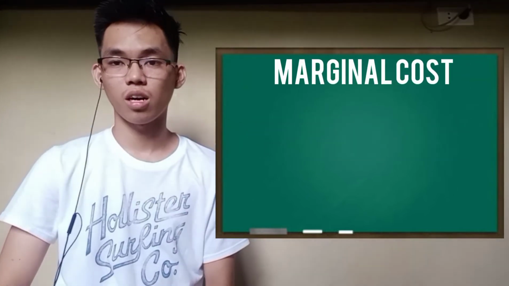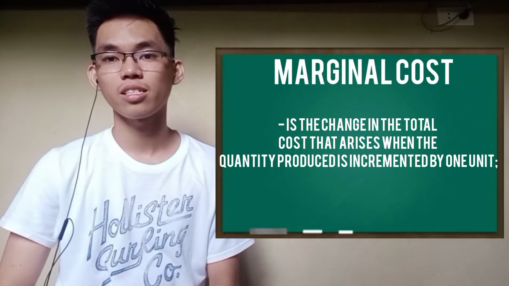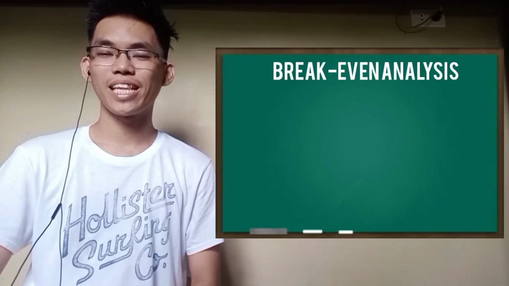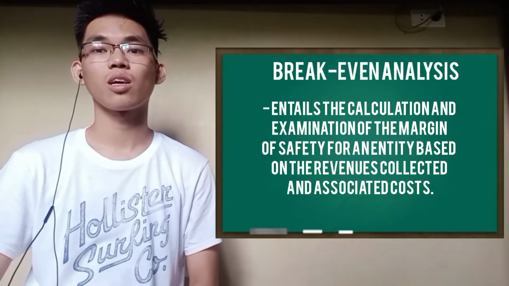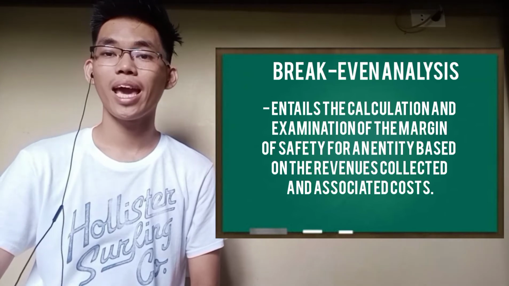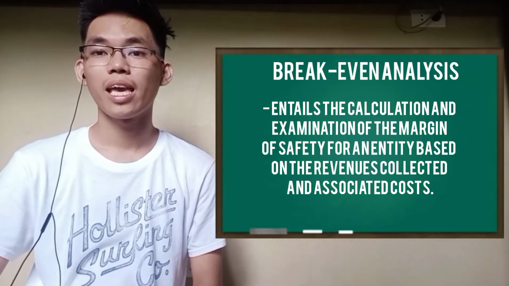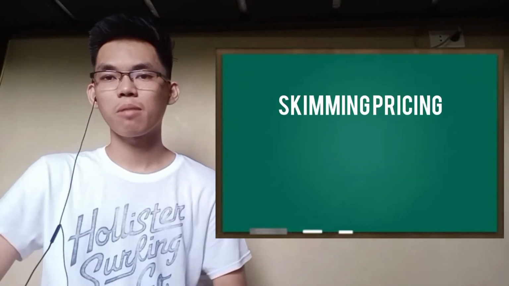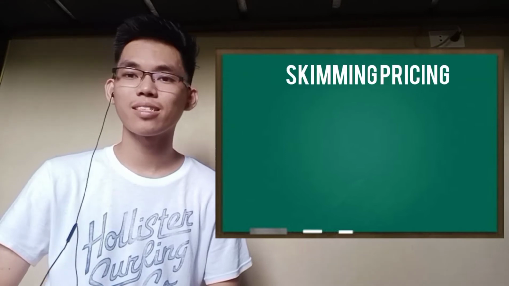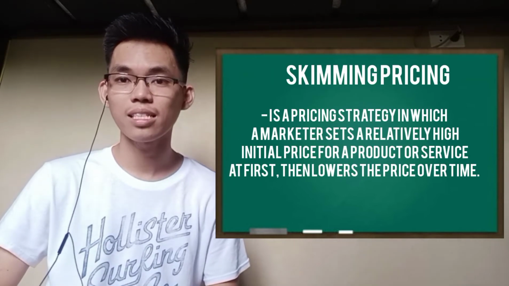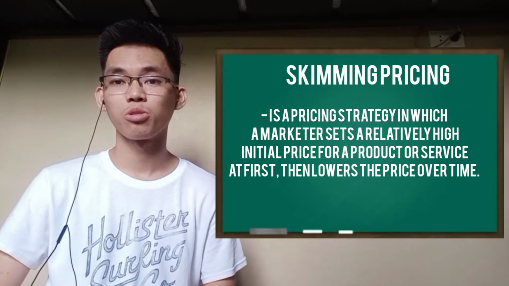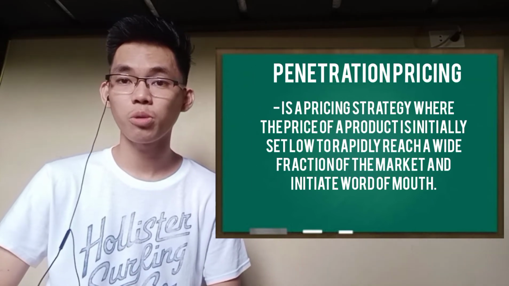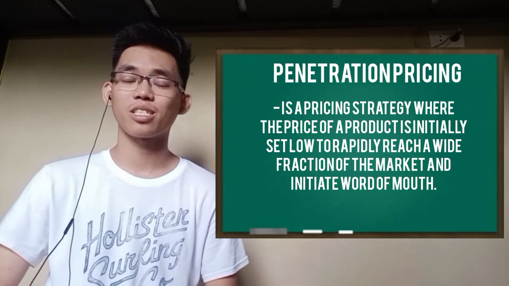Next one is marginal costs. The change in total costs that results from producing one additional unit. So let's move to the break-even analysis. The break-even point is the quantity at which the total revenue and the total costs are equal, and beyond which the profit occurs. Next, let's differentiate skimming pricing and penetration pricing. Skimming pricing is the highest initial price that customers will decide to buy the new product at, while penetration pricing is setting a low initial price on a new product to appeal immediately to the mass market.